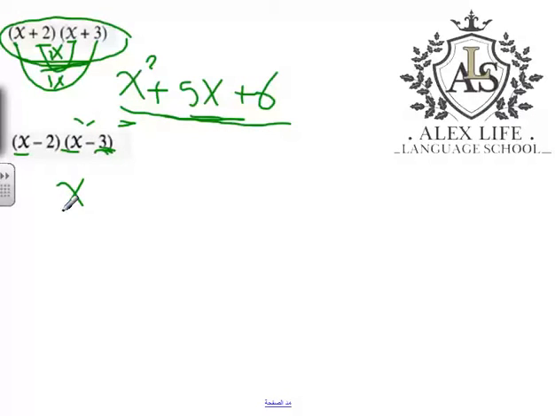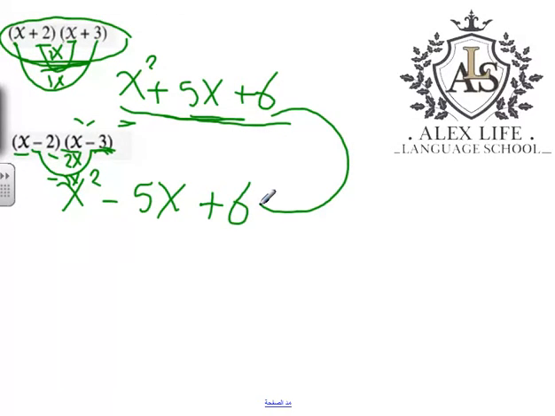First times first equals x to the power 2. Negative 2 times negative 3 equals positive 6. And we have the means negative 2x and negative 3x. If we add them, we get negative 5x. We have a difference between these two expressions. Yes, the middle sign here, we have the difference.